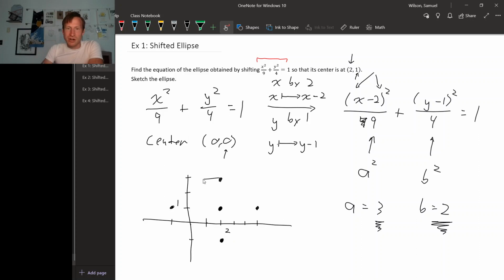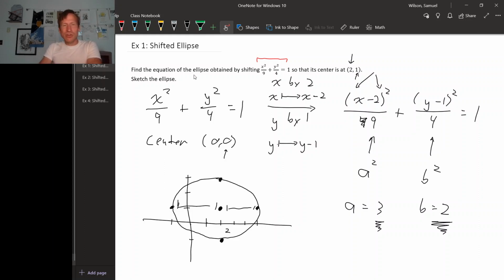And now we can sketch our ellipse. It's going to be something like this. And I've done a pretty bad job of keeping things symmetric, right? It looks like the distance to the right-hand vertex is less than the distance to the left-hand vertex, but that's just because I did a bad job of drawing this ellipse.